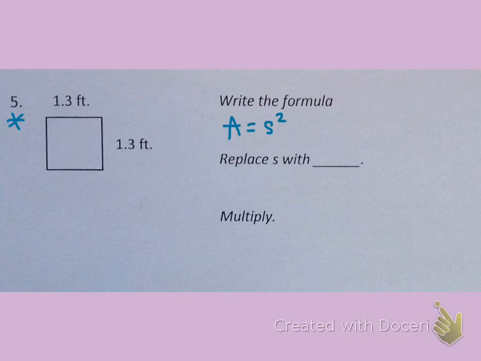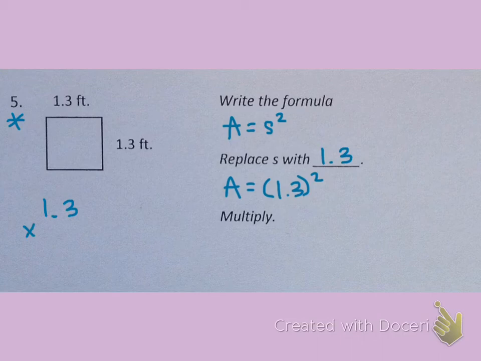And we can replace the s with the length of the sides of the square, which in this case is 1.3. So we have A equals 1.3 squared. So that means you need to come over here and you need to do 1.3 times 1.3 and figure out what that is. Go ahead and pause the video to solve, and once you are confident in your answer, press play to check.